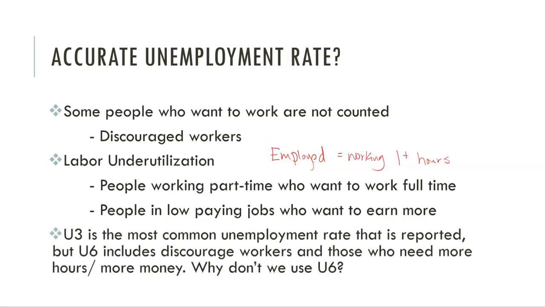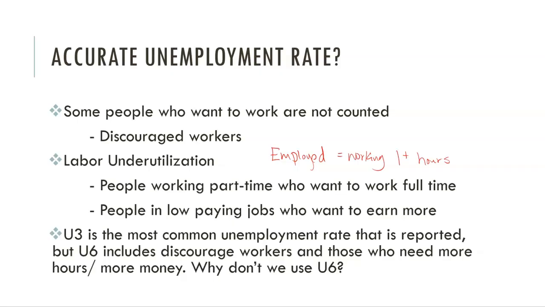Generally, the statistic that you hear when you hear the unemployment rate is called U3, unemployment 3. This is the most commonly used unemployment rate. This is the one you're going to hear reported in the news. Generally, this is what's used by government agencies, but it does not include everything. There are other measures of unemployment as well.